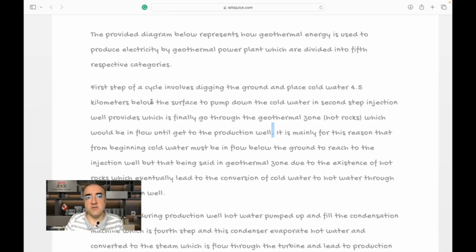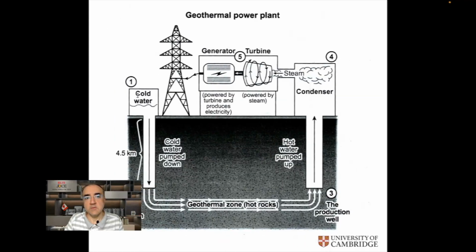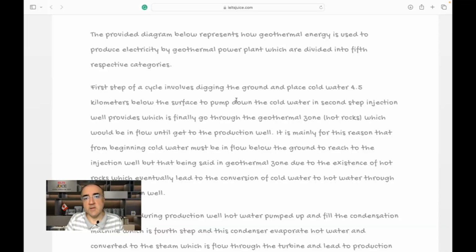There are a lot of errors here, all related to grammar. The first step of this cycle involves digging the ground. Nobody dug the ground. That's not the first step. The first step is placing the cold water. The first step starts with cold water being pumped down into this well. So, they pump it down for 4.5 kilometers. And then I need to stop it here and then start the second step.